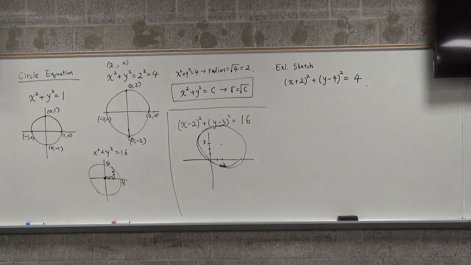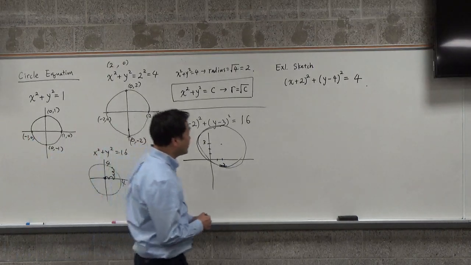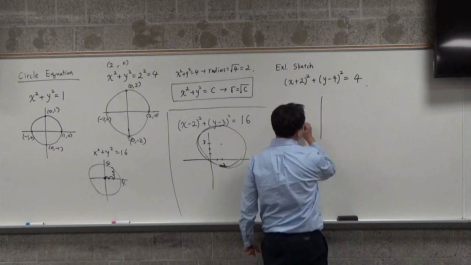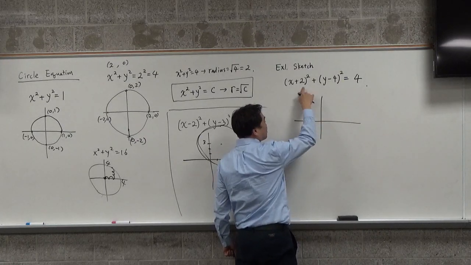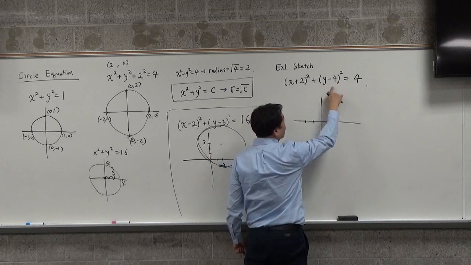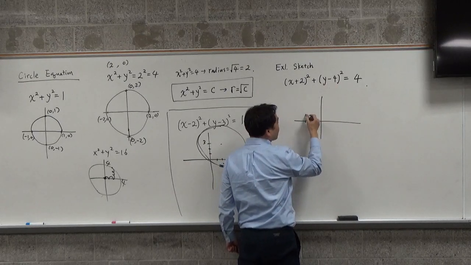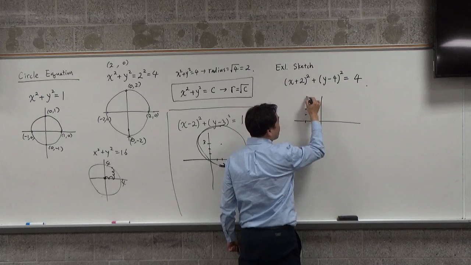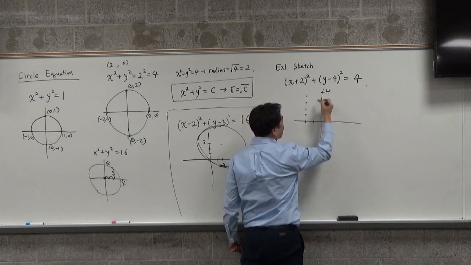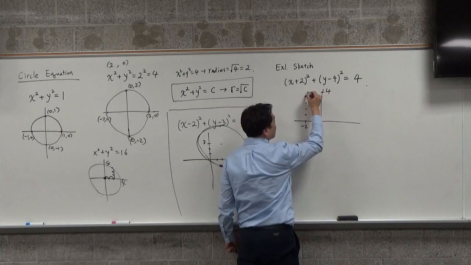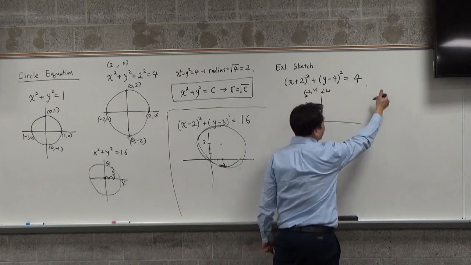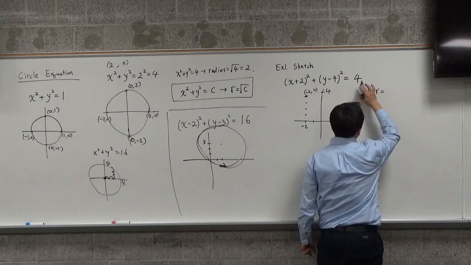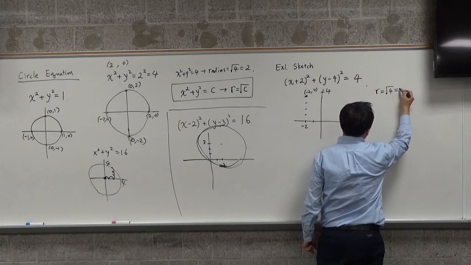Okay, did you get it? So it's going to be two steps to the left for plus two, and four steps up: one, two, three, four. So negative two comma four will be our center. And then what's the radius? Two. Square root of four, which is two.